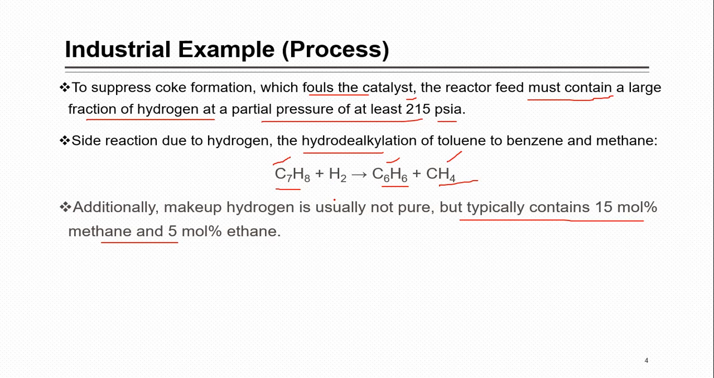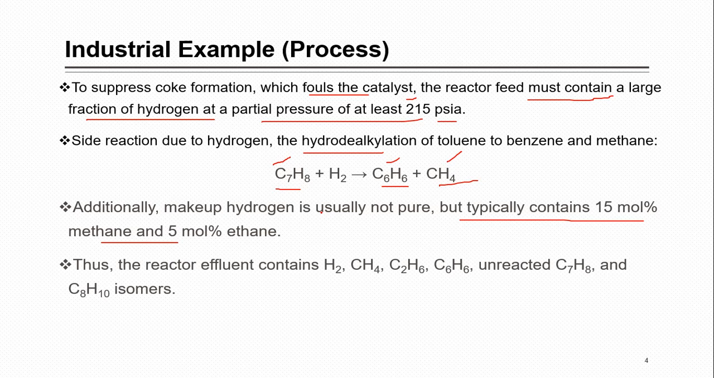So overall, if I look at the products coming from this reactor, you can see there will be hydrogen, methane, ethane, benzene produced in this reaction, unreacted toluene, and then the produced xylene isomers. These will all be available as the reactor effluent, or you can say the products coming out of the reactor. Although all of these are not our product, our products are benzene as well as xylene. Due to this, he is calling it a reactor effluent, not reactor products.